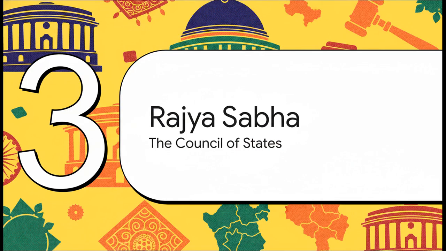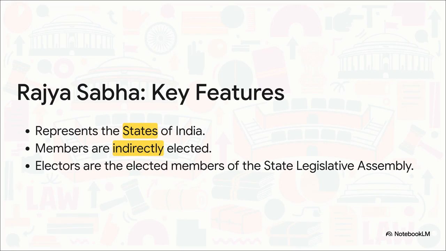All right, let's do a deep dive into the first of our 2 houses. We'll start with the upper house, the Rajya Sabha, also known as the Council of States. Okay, the key thing to remember about the Rajya Sabha is that it represents the states, and its members are elected indirectly. What does that mean? Well, you and we elect our state-level representatives, right? The members of the Legislative Assembly, or MLAs. It's those MLAs who then turn around and elect the Rajya Sabha members for their state. So it's a 2-step process.